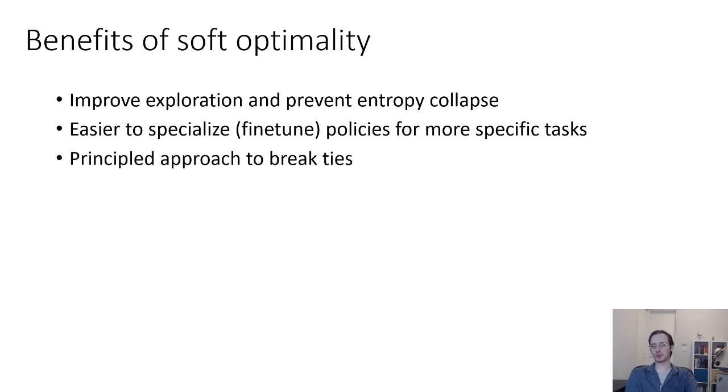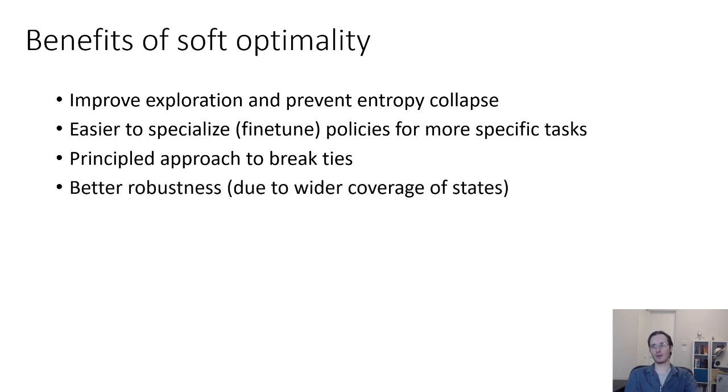It provides a principled approach to break ties. So if two actions really have the same exact advantage, they will also have the same exact probability without having to worry about how to take an argmax. This approach also provides better robustness because you achieve better coverage of different states. You can think of this intuitively as following. If you learn to solve the task in many possible ways, then if one of those ways becomes invalid due to a change in the environment, then you still have a non-zero chance of succeeding.